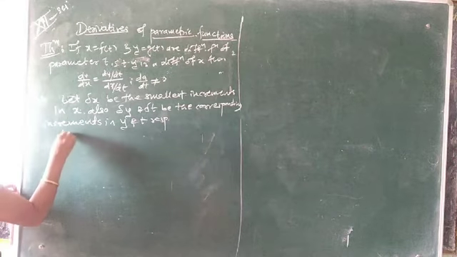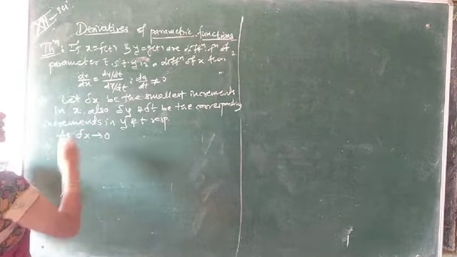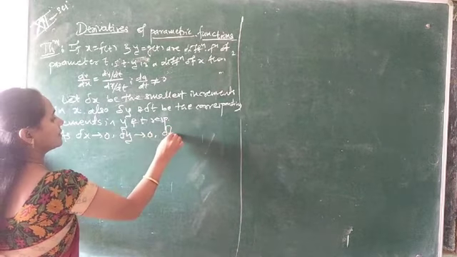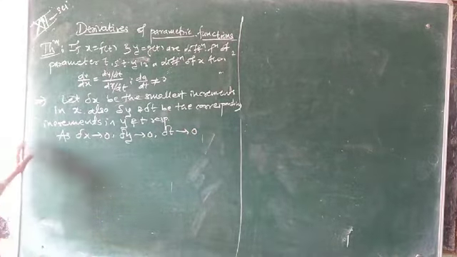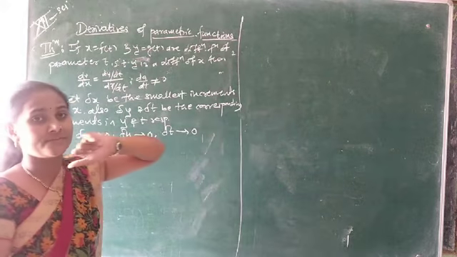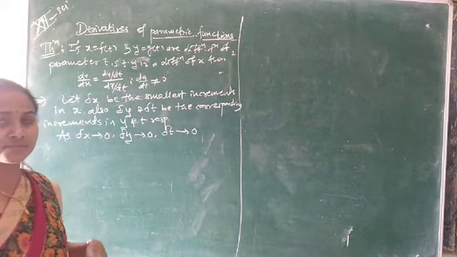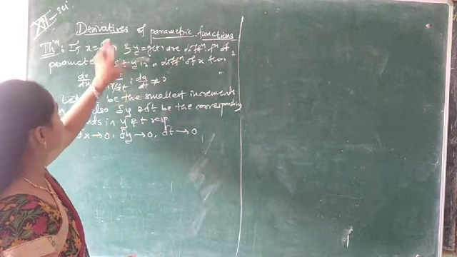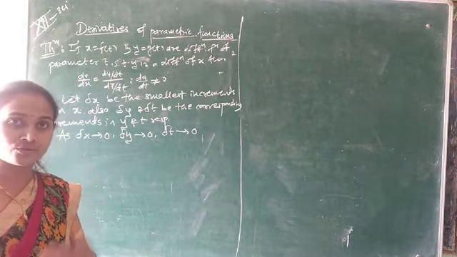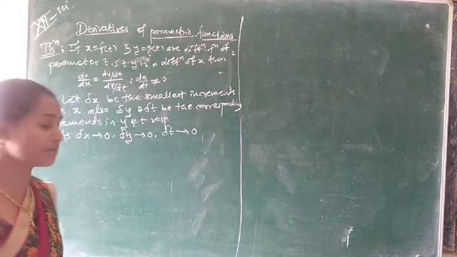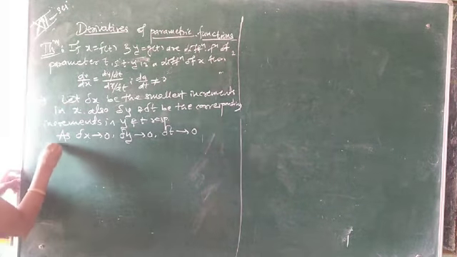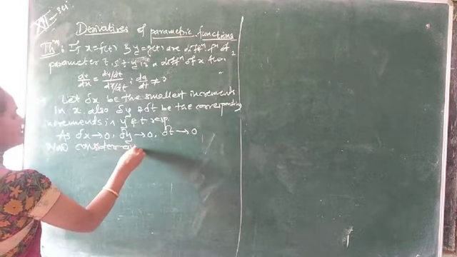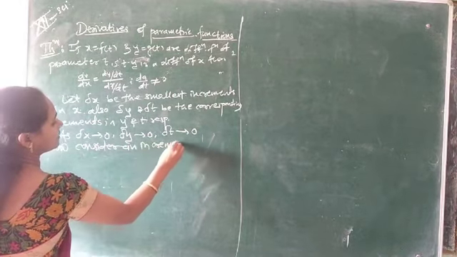Now look at here, as delta x tends to 0, delta y tends to 0 and delta t tends to 0, because x is a function of t, y is a function of t, means as x tends to 0, y tends to 0, then obviously delta t tends to 0, because our x and y both are the functions of t. So if x and y become 0, then t also becomes 0. Now consider an incremental ratio.